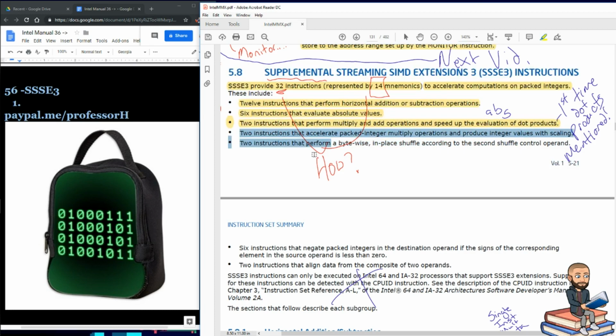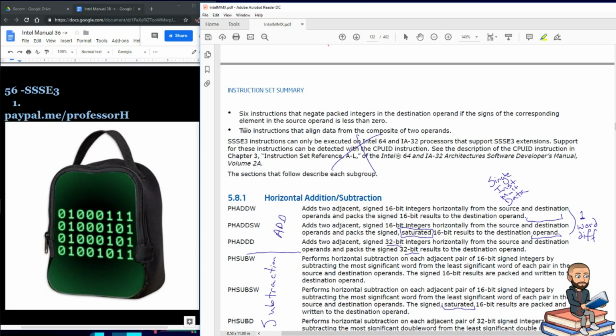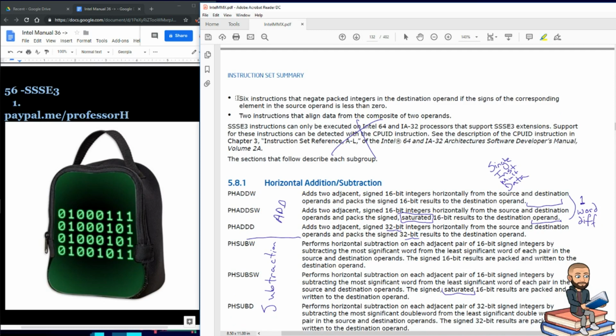And the last two instructions will perform a bytewise in place shuffle according to the second shuffle control operand. That sounds like the most confusing of them. But if we add up 12 plus 6 plus 6 again, we only get 24. So go to page 132. There's 6 more and then 2 more, and now we're good with our 32.